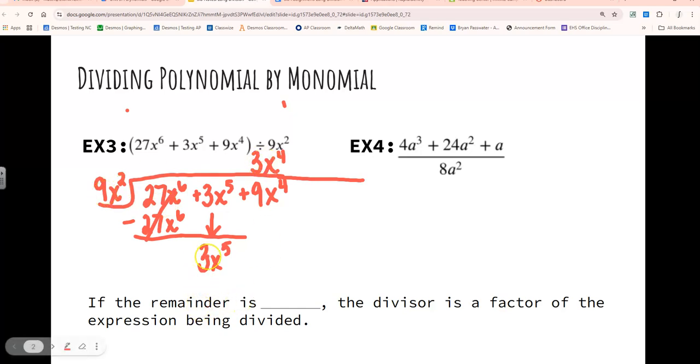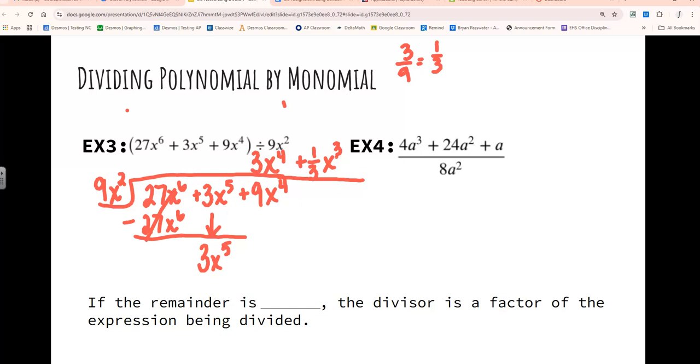So when this happens, like here we were doing 27 divided by 9, we got 3. If I do 3 divided by 9, what is that? 1/3. Okay, that's what we're going to put here. So it's going to be plus 1/3. And then if I have 5 x's and I take 2 away, how many am I left with? 3. So we'll have x to the 3rd.